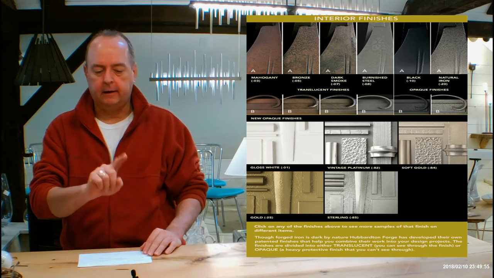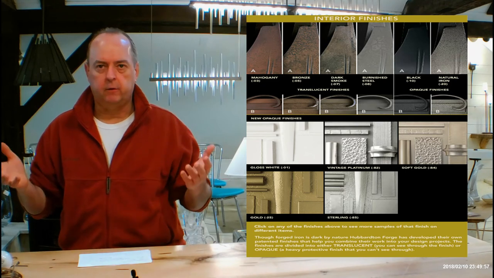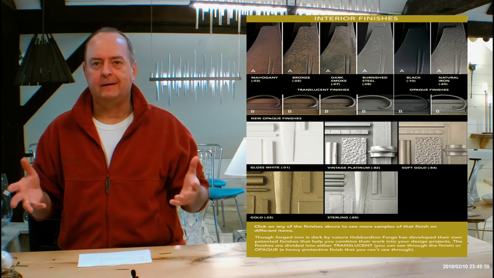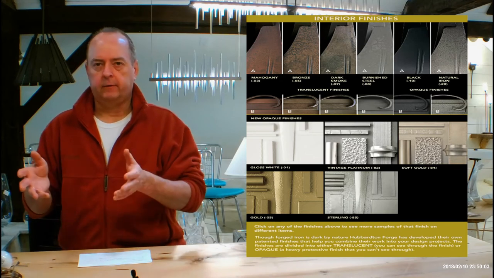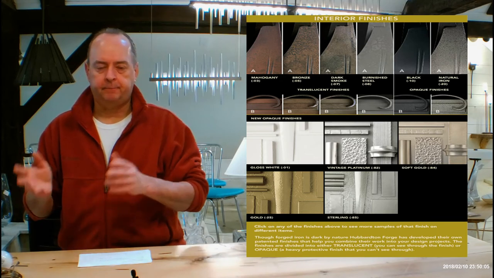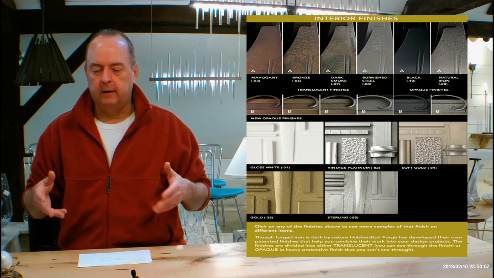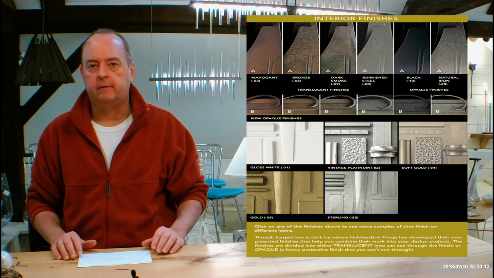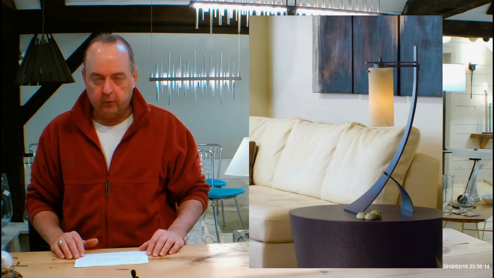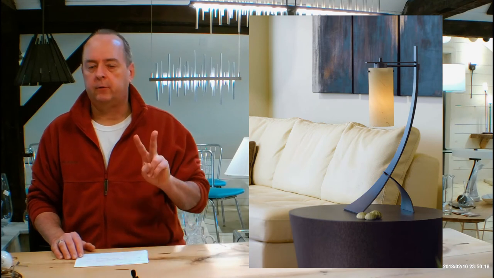You can click on any of those pictures and see a lot more samples of Hubbardton Forge fixtures in that finish. If you want to see a bunch of stuff in dark smoke, click on dark smoke. If you want to see a bunch of stuff in vintage platinum, do the same. And so on and so on and so on. That's a great way for you to see a lot of Hubbardton Forge stuff in different finishes and really take advantage of that, okay?